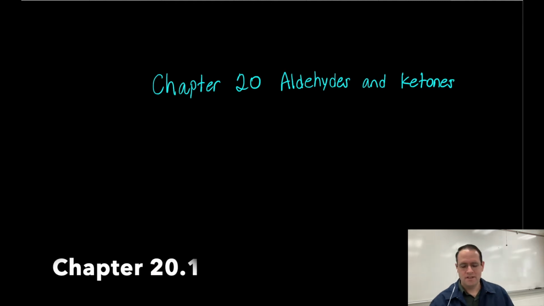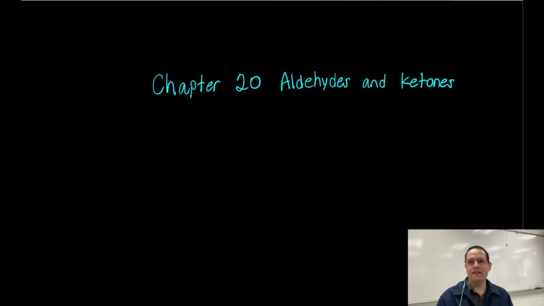Hello, we're beginning chapter 20, Aldehydes and Ketones. The thing I like about the Klein textbook is that right in the beginning of each chapter, it tells you what to review. They suggest to review chapter 13, section 6, which involves Grignard reagents.